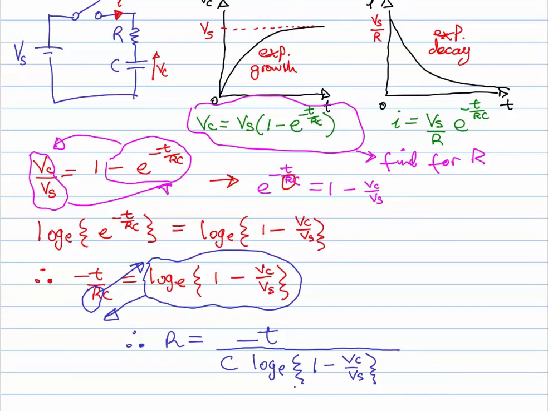Okay, so that's how you analyze a series RC circuit, and one example here of transposing to find for R.